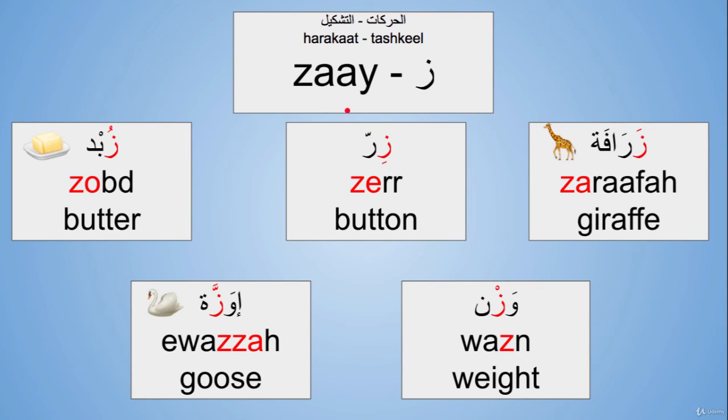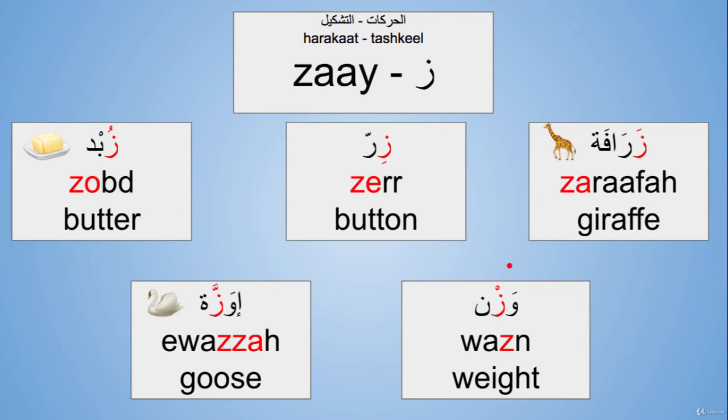Moving on to the letter Zay, you will find the letter Zay with fatha sounds something like Za, like the word Zarafa, which means giraffe in Arabic. And when the letter Zay has kasra, it sounds as Zi, like the word Zir, which means button in Arabic. And when we have dhamma, it becomes Zu, like the word Zubd in Arabic, which means butter.